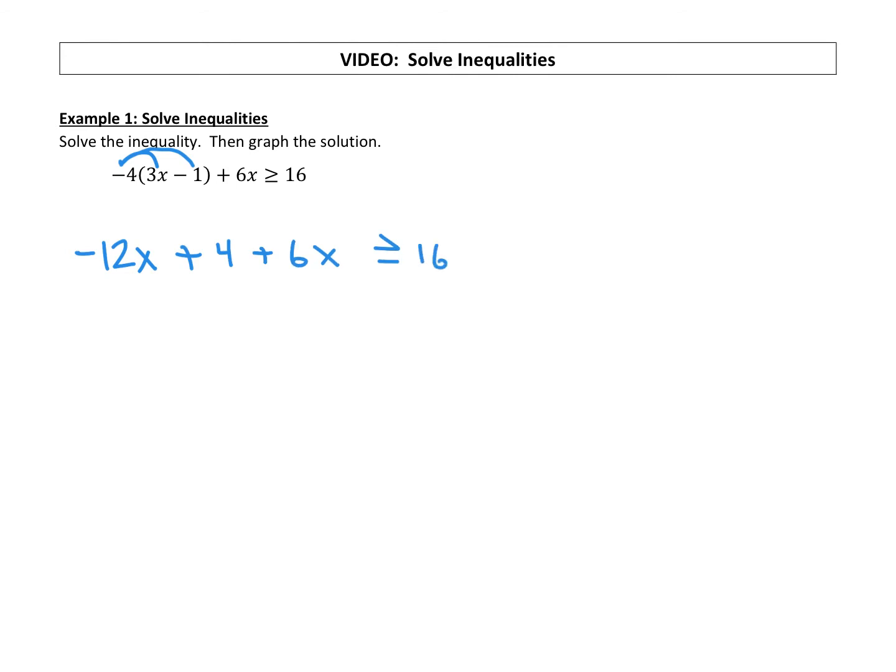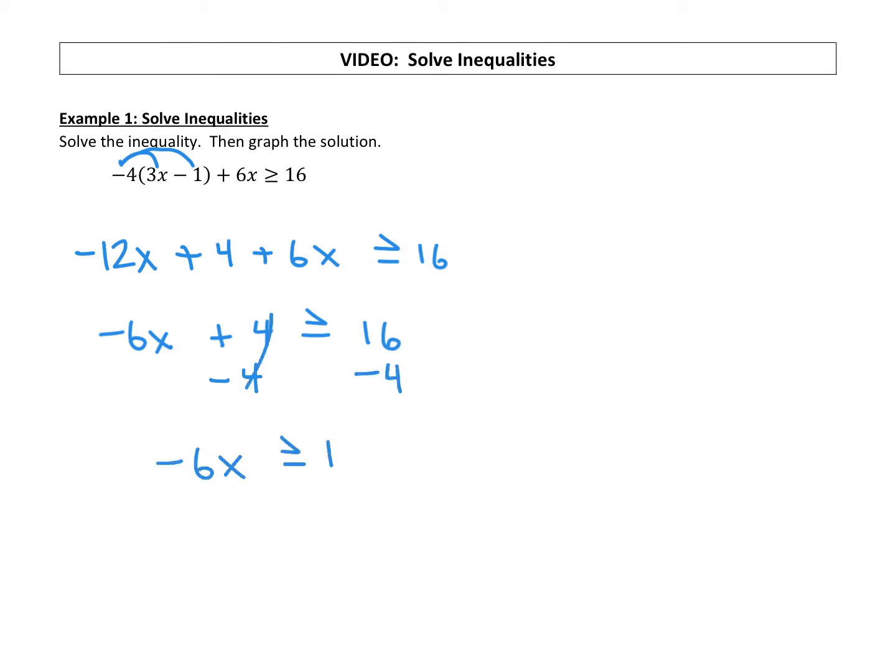All right, we have 1, 2, 3 terms on the left side of our inequality. That means there's going to be some like terms to combine. It's going to be these values with x. So what is -12x plus 6x? -12 plus 6 is -6, and the x comes along with that. I will carry down the +4 is greater than or equal to 16. Now you have a two-step equation. Remember, what is connected to your variable goes last, so we're going to deal with that +4. The opposite of adding 4 is subtracting 4.